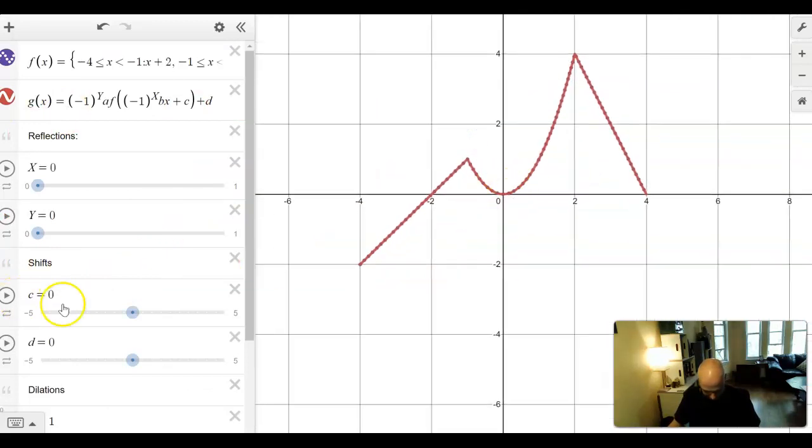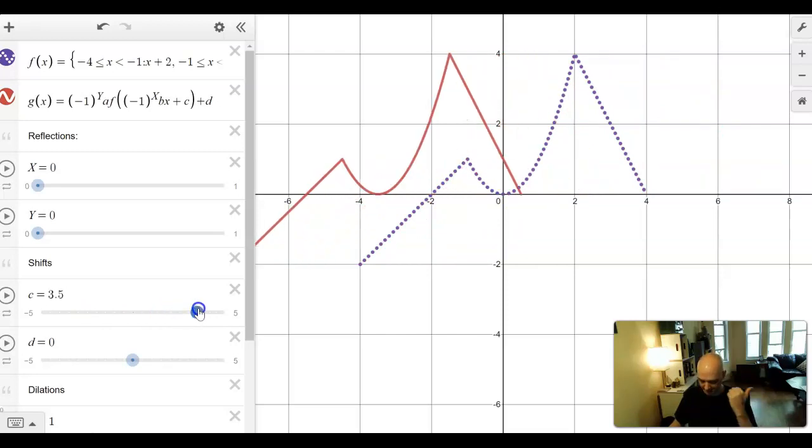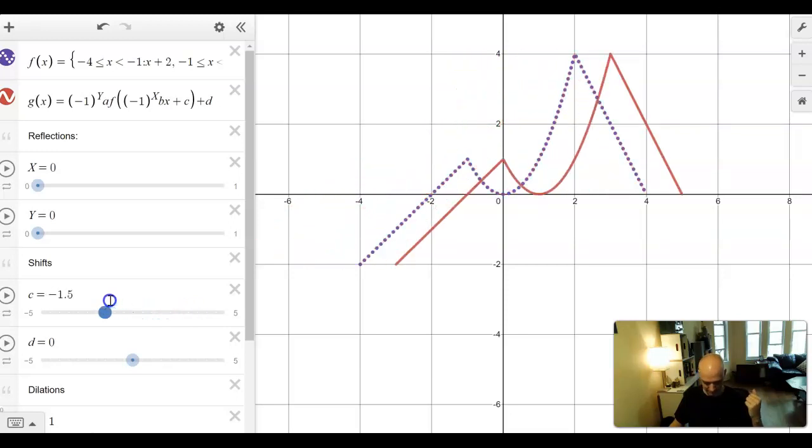So here's our parent graph. We'll first do the input shifts. I'm going to move this slider, and you can see this shifting horizontally. Notice that as I move the slider right, the graph shifts horizontally left. As I move the slider left, the graph shifts horizontally right. That's that x minus c coming into play. Let me put this back to 0.